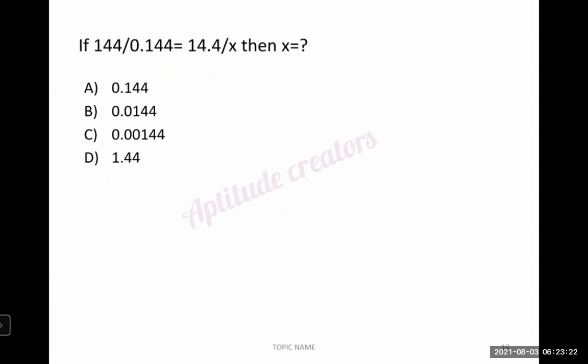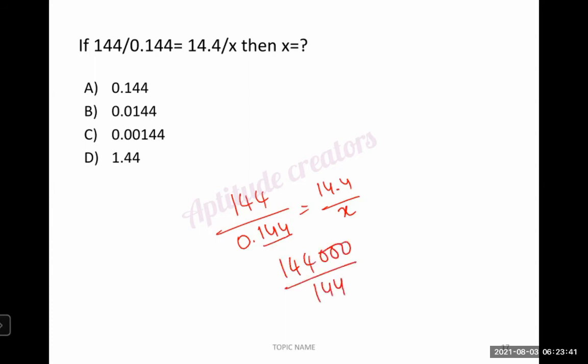Moving forward to next. 144 divided by 0.144 is equal to 14.4 divided by x. Then what is the value of x? Now here, if I move these three digits upside, that is 144000 divided by 144 is equal to 144 divided by 10x, right?